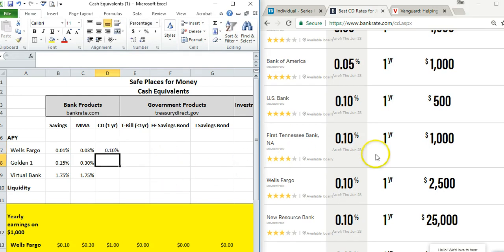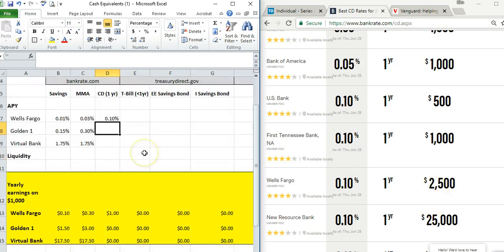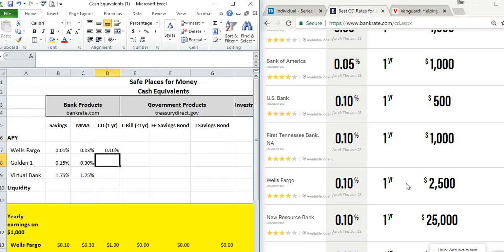So on my $2,500 minimum balance at Wells Fargo, they're going to pay me 0.10. So again, on $1,000, that's $1 to hold my money for 1 year. I really want you to think about this. I'll pop out to Golden One in a minute because I don't think it's on here.